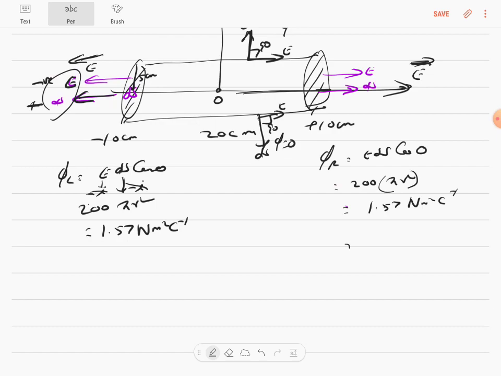Yeah, we have done that. What is the flux through the side of the cylinder? That's 0. What is the net outward flux through the whole cylinder? You have to just add these two, so it will be double, which is 3.14. The net flux will therefore be 3.14 Newton meter square per coulomb.